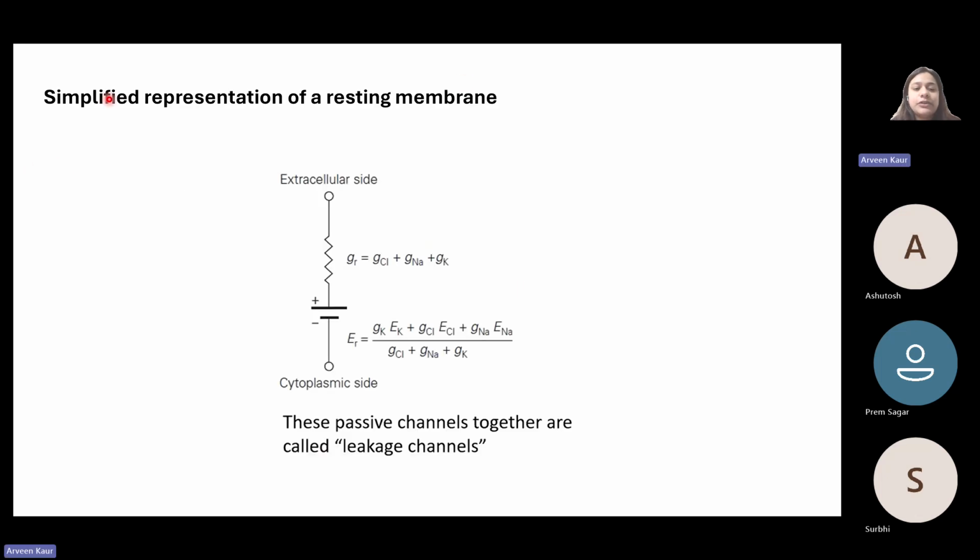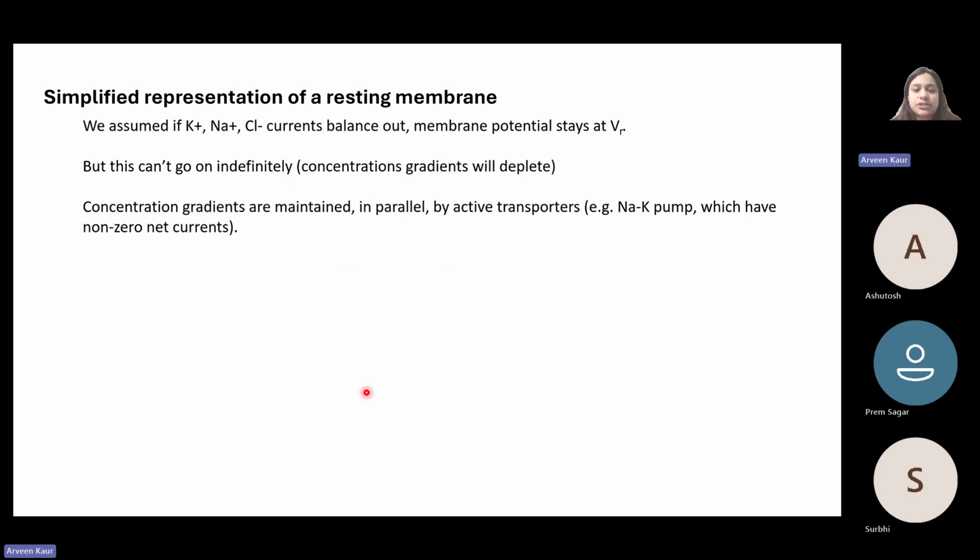Then, if you look at a simplified representation of a resting membrane, again, this is a simplified version of the same equation. These passive channels together are known as leakage channels, right? Because nothing is invoking them to transport ions. It is not an active transport, it is a passive transport, so it is known as leakage channels. Then, if we assume that potassium, sodium, and chloride currents balance out, the membrane potential stays at steady state potential.